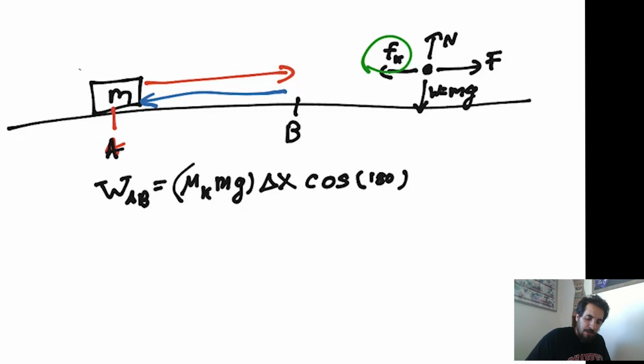And when we take a look at this, we can say that cosine of 180 degrees is always going to be negative. So we have negative mu of k, the coefficient of friction, mg delta x. And that gives us our first path.